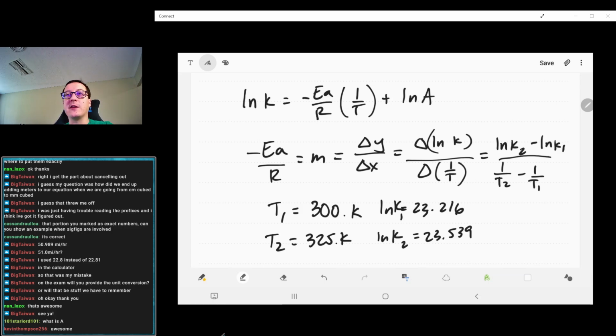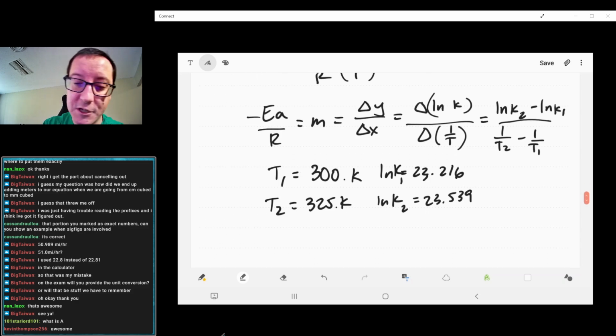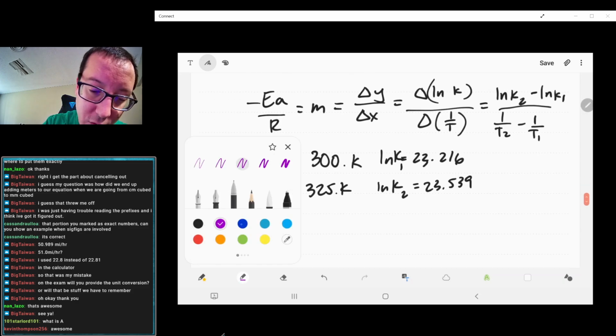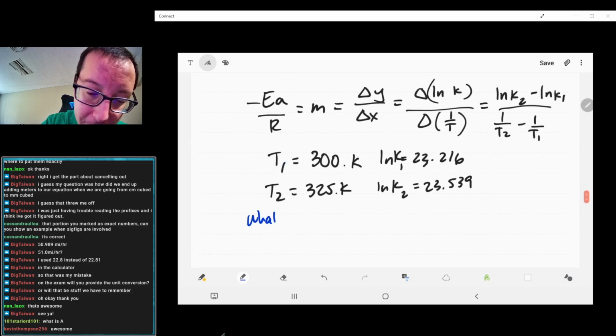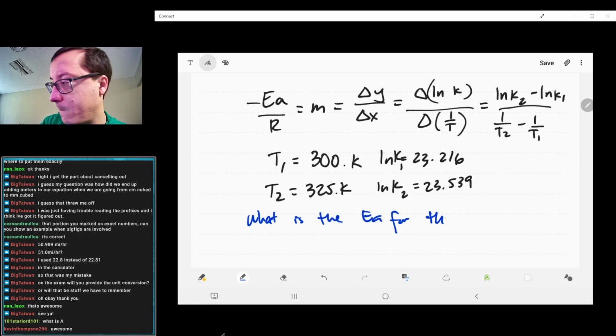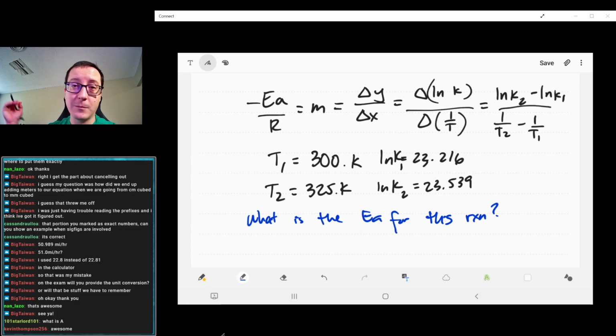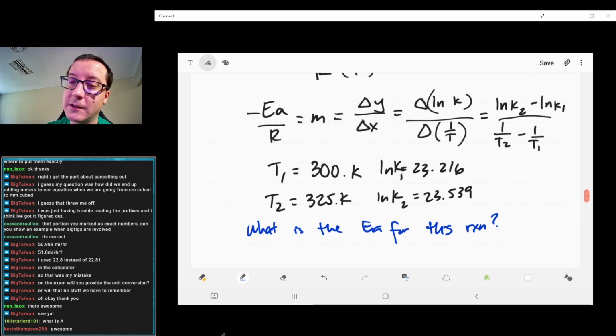Just copying stuff out of a giant table. Hooray, we love giant tables. And we can go ahead and figure this stuff out. If we wanted to figure out the activation energy, we can plug this fun stuff in. Again, you can just graph these, plug it in, and get your slope. That would be EA over R. But if we're doing this manually, we would just do this part.